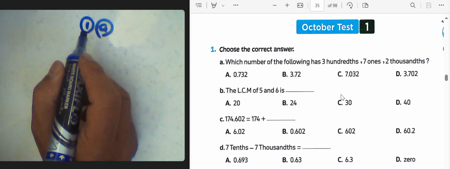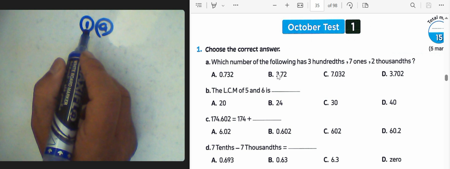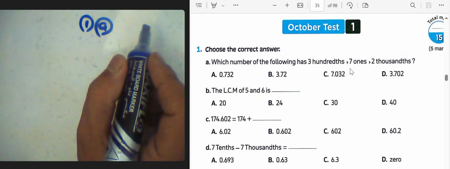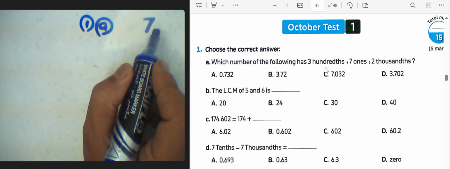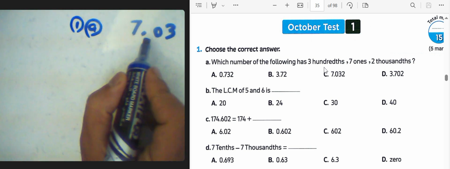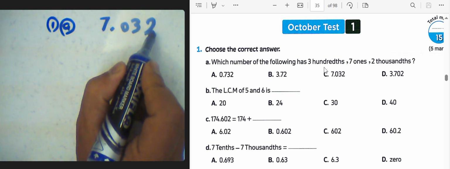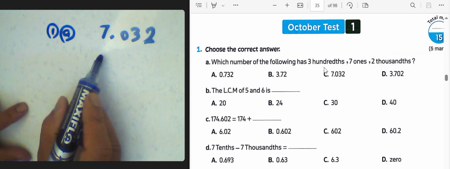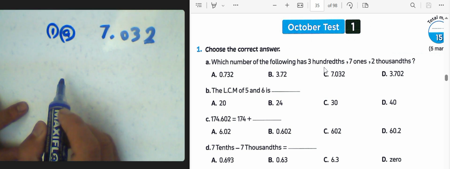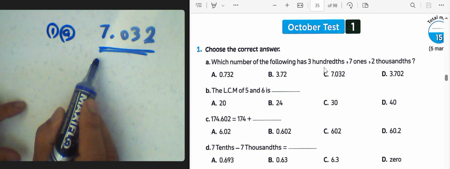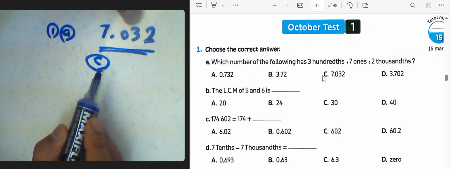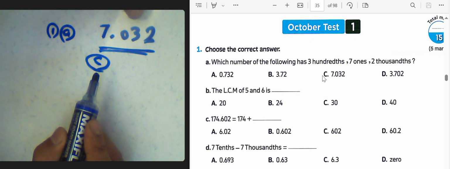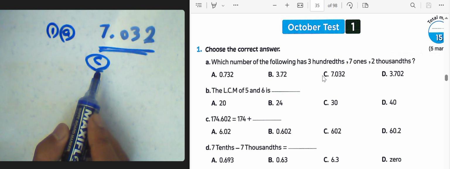Okay, we can write the number in digits here in the place value. 357 ones, write 7 in the ones, 2 in thousandths, and 3 in hundredths. So the result will be 7 and 32 hundredths. Thousandths. Choose what? Choose letter C. Again, 3 in hundredths and 2 in thousandths and 7 in the ones. Which letter? B.